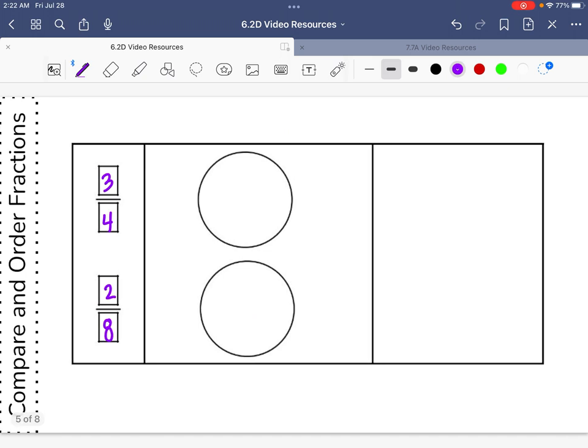Our third way to compare fractions in a representational way is by using fraction circles. This is very similar to our strip diagrams. We're still representing a part out of a whole, only this time we're seeing it as a circle instead of a rectangle. And so our first fraction, 3/4, tells me that that is 3 out of 4 total.